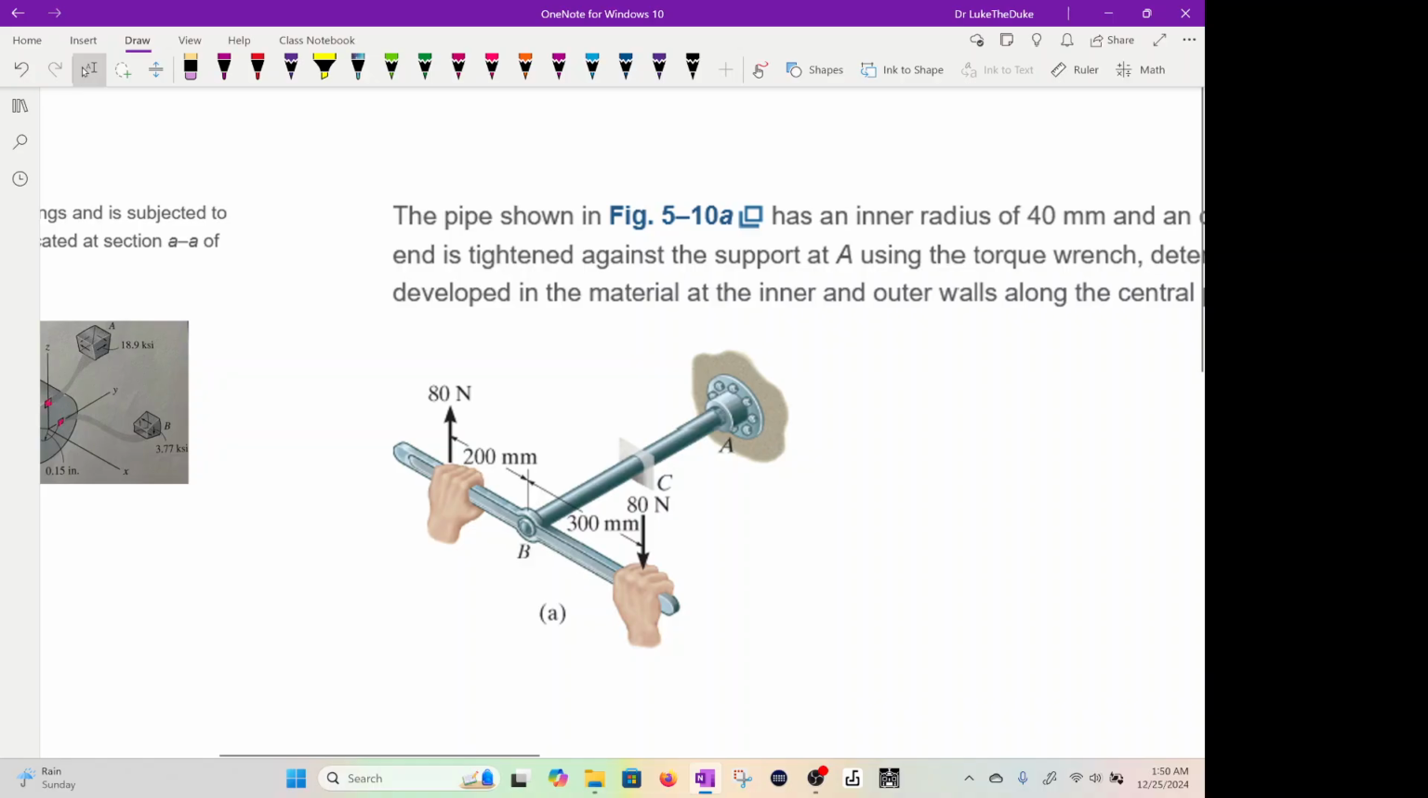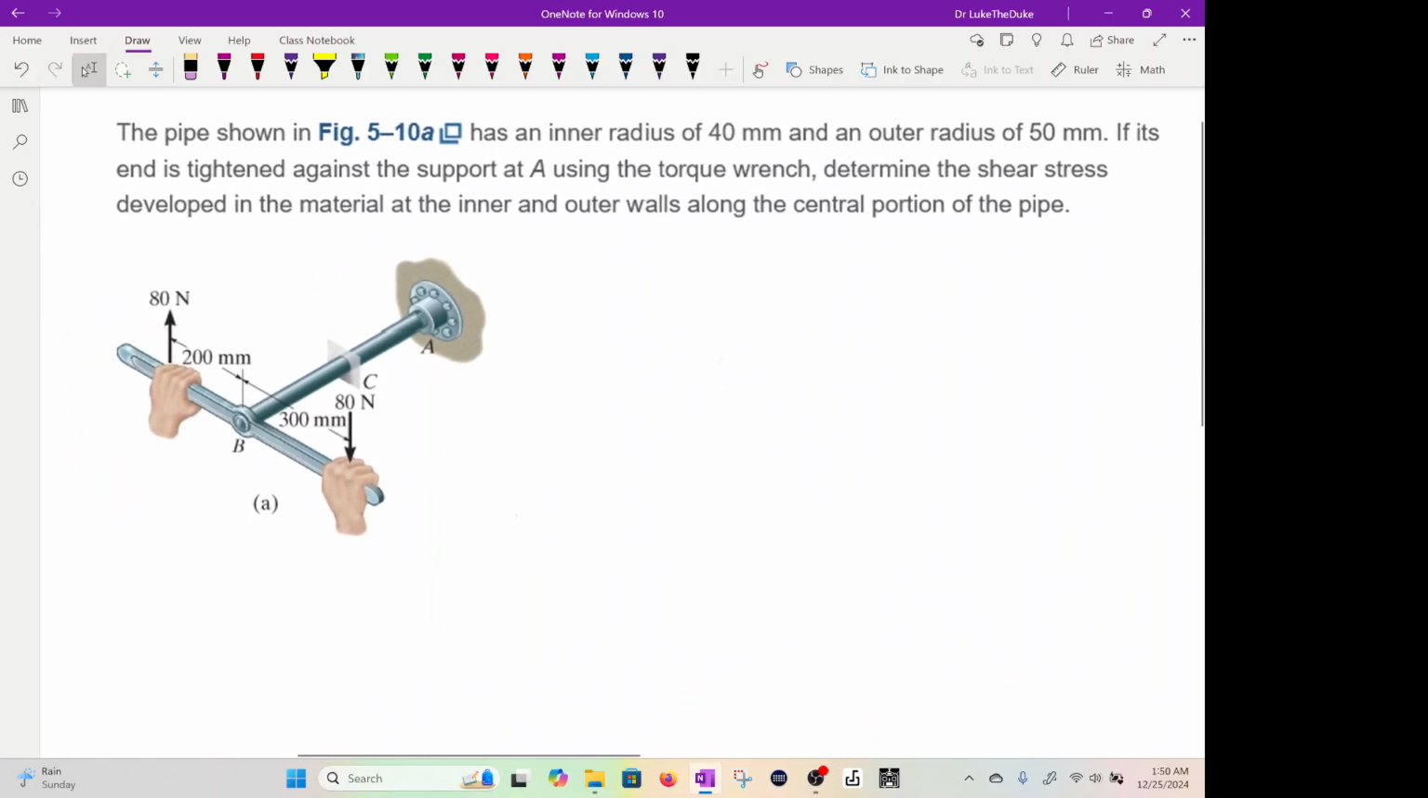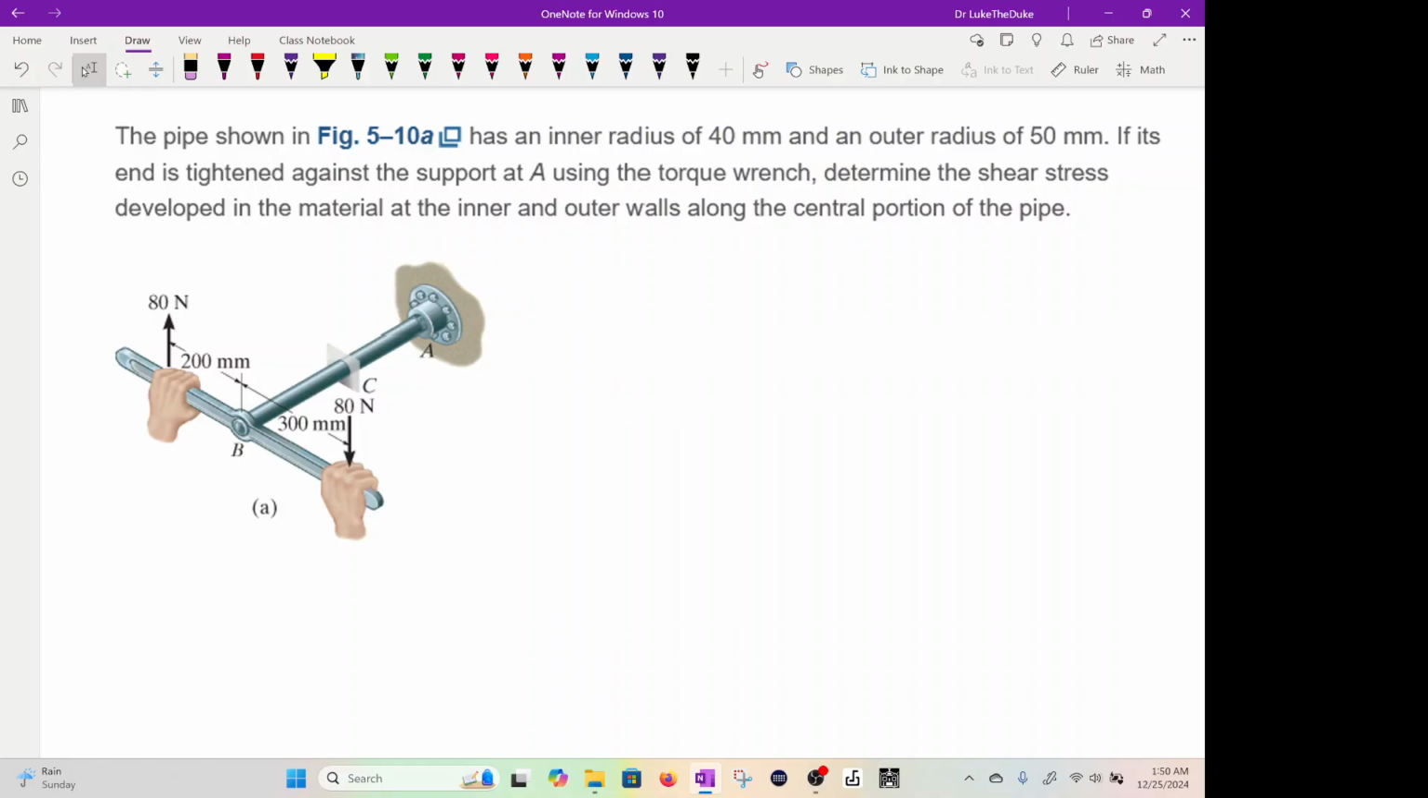Okay, now let's look at this example. So we have a pipe, has an inner radius of 40 millimeters and an outer radius of 50. If its end is tightened against the support at A using the torque wrench, okay, determine the shear stress developed in the material at the inner and outer walls along the central portion of the pipe.